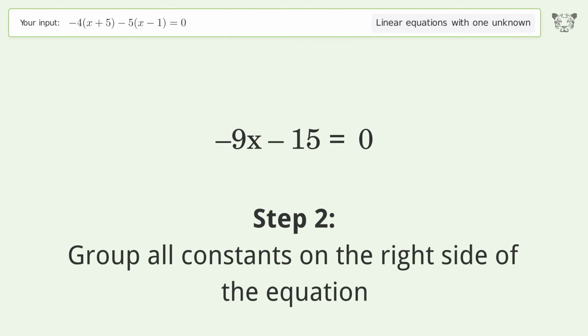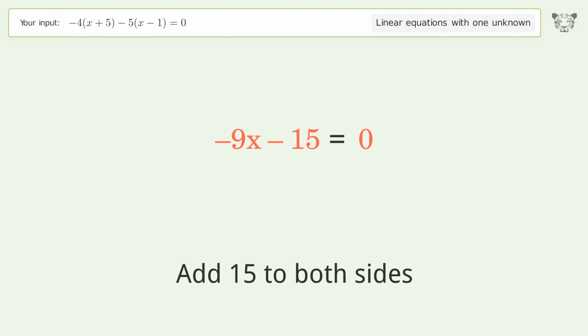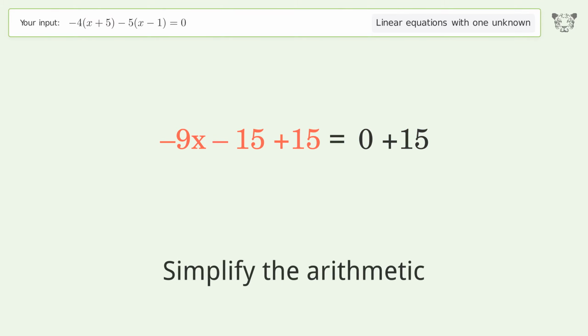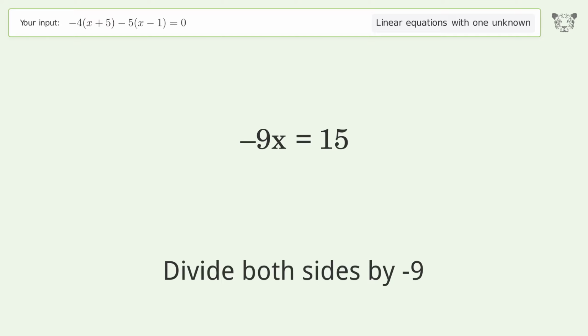Group all constants on the right side of the equation. Add 15 to both sides. Simplify the arithmetic. Isolate the x. Divide both sides by -9.